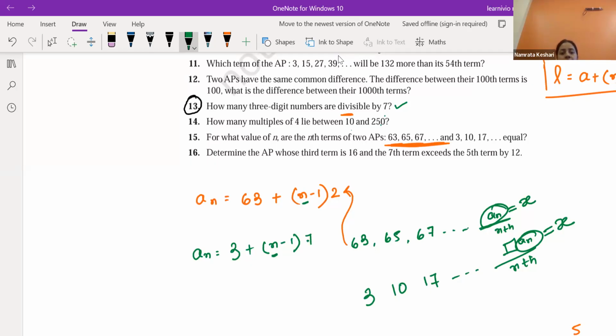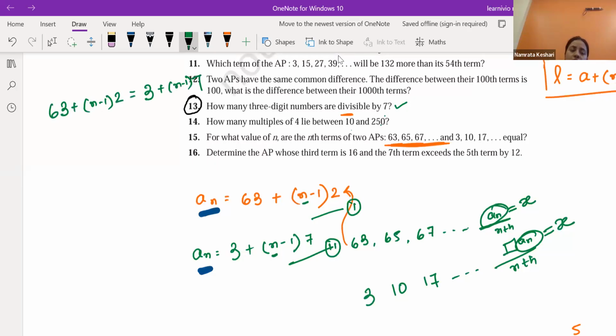Now we will say that since the nth terms are equal, this one and this one are equal, so we can compare equation 1 and equation 2. We can say that 63 plus n minus 1 into 2 is the same as 3 plus n minus 1 into 7. According to the question, this is written in the question only, right? Okay, let's do the calculation.